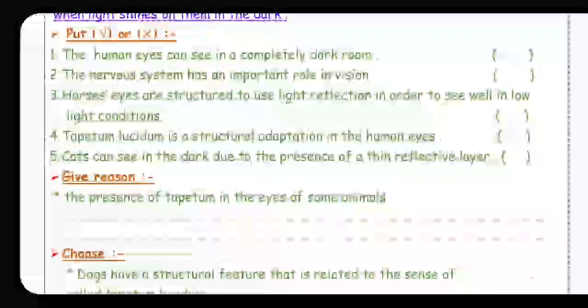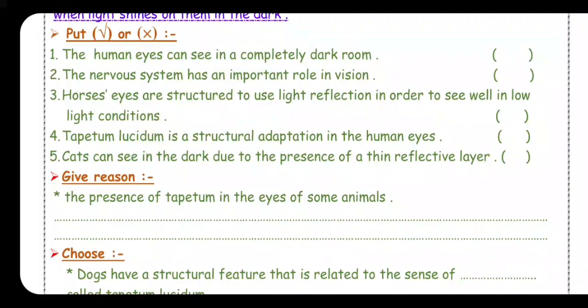After that, put right or wrong. Number one, the human eyes can see in complete dark. No, in complete dark, in the absence of light, we can't see. Number two, the nervous system has an important role in vision. Right. Number three, horse eyes are structured to use light reflection in order to see well in low light conditions. Right. Horse has tapetum lucidum. Number four, tapetum lucidum is a structural adaptation in the human eye. No. Number five, cat can see in the dark due to the presence of a thin reflective layer.